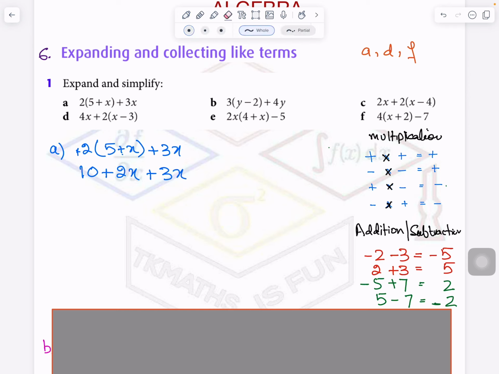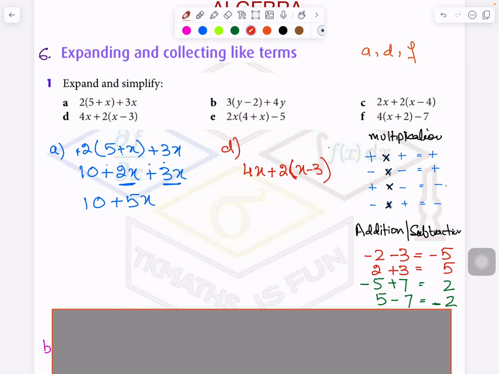Okay? Please remember. So now 2x and 3x are like terms, right? They have the same variable. What are their signs? Plus and plus. So 3 and 2 will be added. 3 plus 2 is 5. So the answer is 5x. Now let me solve part D, which is 4x plus 2 bracket x minus 3.